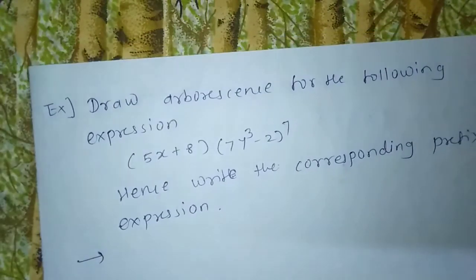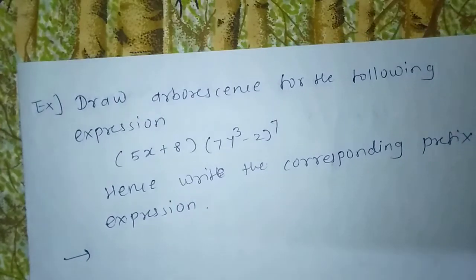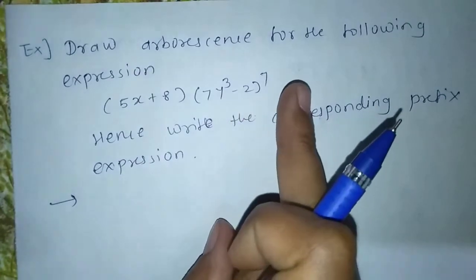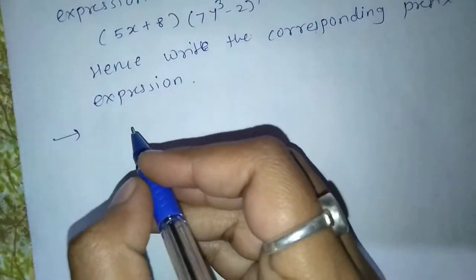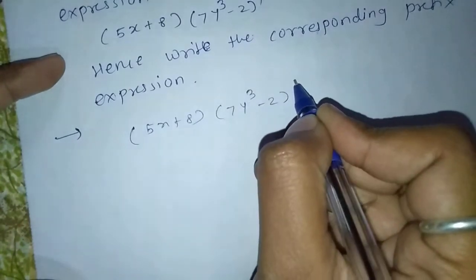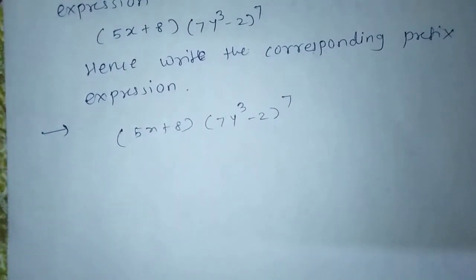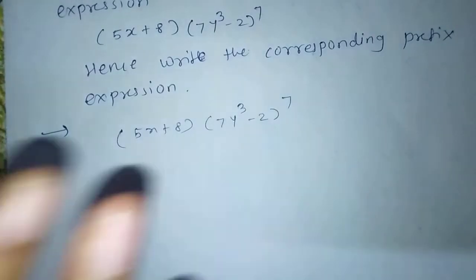Now next example, draw the arborescence for the following expression: 5x plus 8 into 7y cube minus 2 raised to 7. Hence write the corresponding prefix expression. First, the given expression is 5x plus 8 into 7y cube minus 2 raised to 7. For the prefix expression we first have to find the preorder traversal, or rather, not a preorder traversal, but first we have to find the ordered rooted tree of this expression.